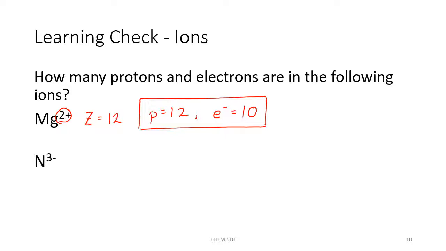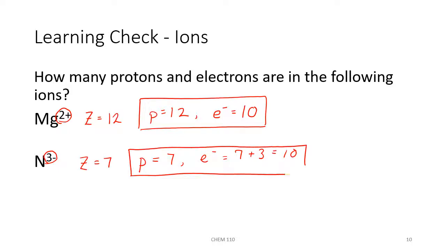Nitride ion, which is N3-, the atomic number of nitrogen is 7, according to the periodic table. That tells us that a nitrogen atom has 7 protons, and the number of electrons normally would be 7 if it was a neutral atom. But our 3- charge tells us that it gained 3 extra electrons. So our total number of electrons must be 7 plus 3, or 10 electrons total. So a nitrogen that became an ion and gained 3 electrons will have 7 protons in its nucleus and 10 electrons surrounding it in the electron cloud.